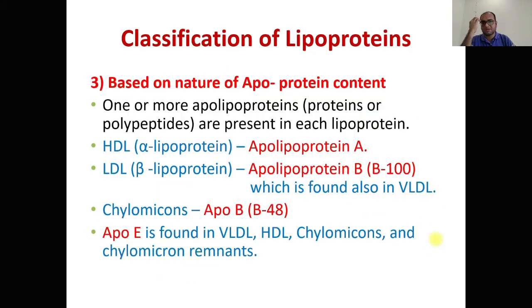The third classification is based on the nature of the apoprotein content, which is the encapsulated component. HDL has alpha lipoprotein, which is also called apolipoprotein A. LDL has beta lipoprotein B100, while chylomicron has B48.